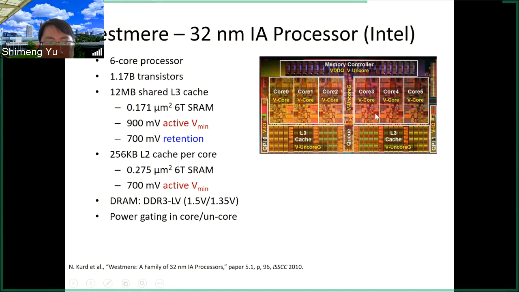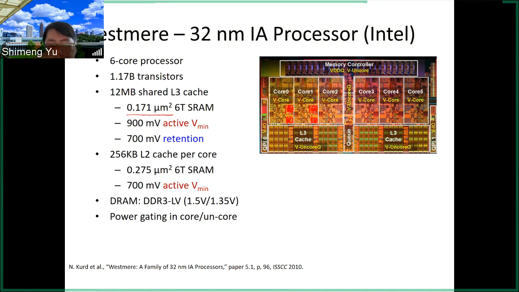And the L2 cache is private. So here this is probably the L2 cache. It didn't label, but it's here. And L1 is much smaller, so you cannot see it. So here, let's look at the characteristics of the L3 and L2 cache. In total, here we have 12 megabytes of L3 cache. And the L3 cache memory is made of 6-transistor SRAM cells, and each SRAM cell occupies 0.171 micrometer squared.